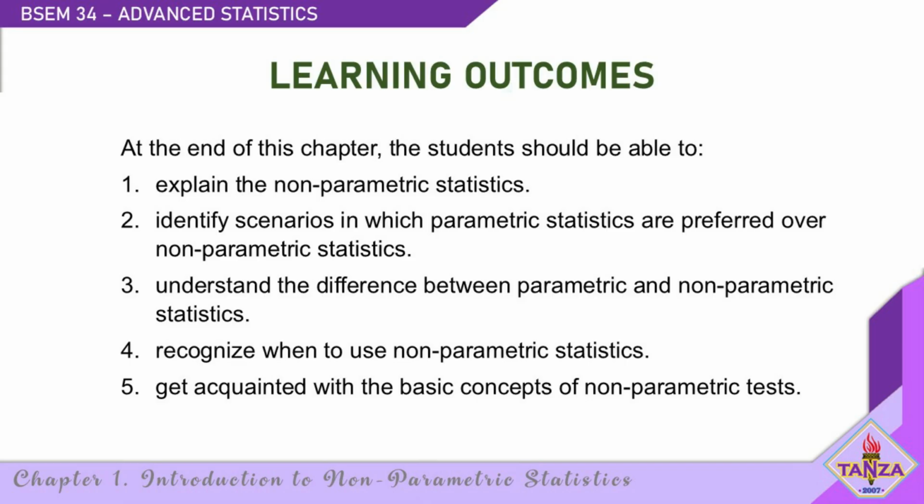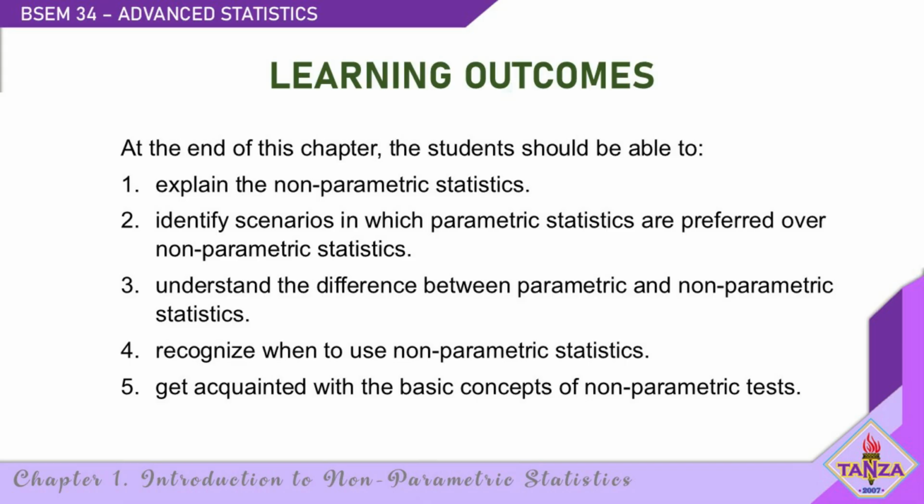3. Understand the difference between parametric and non-parametric statistics. By the end of this chapter, you should be able to clearly tell the difference between the two types, how they're used, what they assume, and what kind of data they handle. 4. Recognize when to use non-parametric statistics. By the end of this chapter, you will be able to decide when non-parametric methods are the better choice, especially when data is messy, non-normal, or limited.